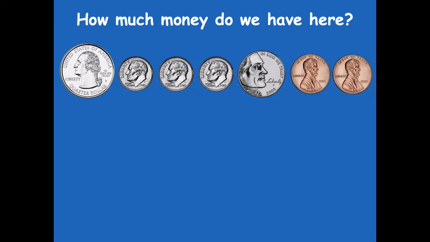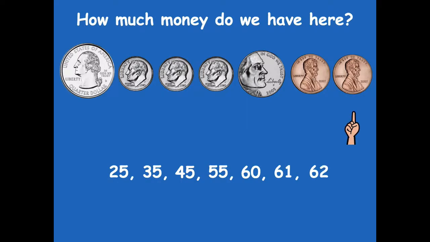All right, so here we have 25 cents, plus 10 cents, which is 35 cents, plus 10 more, which is 45, plus 10 more, which is 55, plus 5 more, which gives us 60, plus 1, 61, plus 1, 62. So we have 62 cents. Did you guys get that one? Okay, cool. All right. So we're going to check out another way we could count these coins.